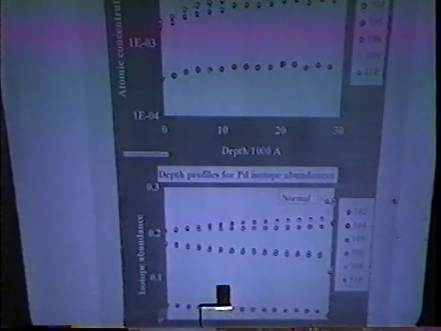This is the palladium result. Palladium has 6 isotopes, and especially you can see a large increase. The large increase occurs at 104 and 110.